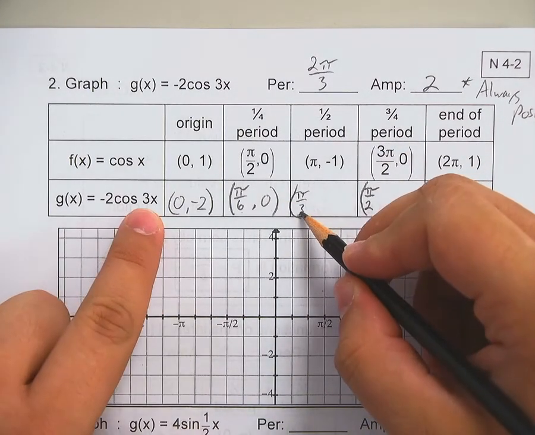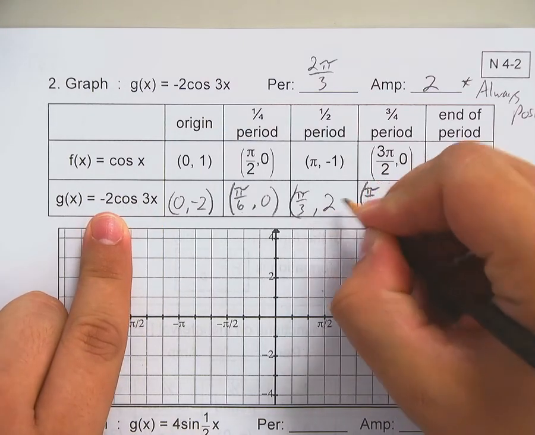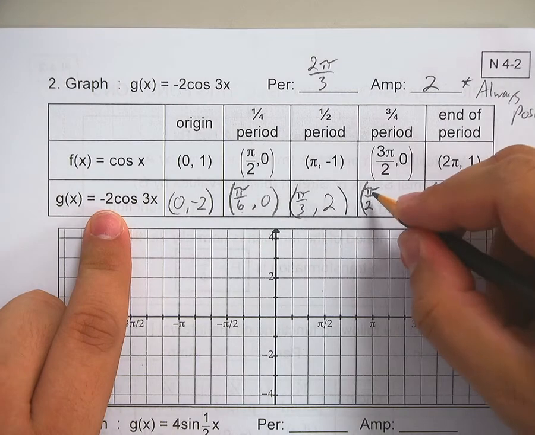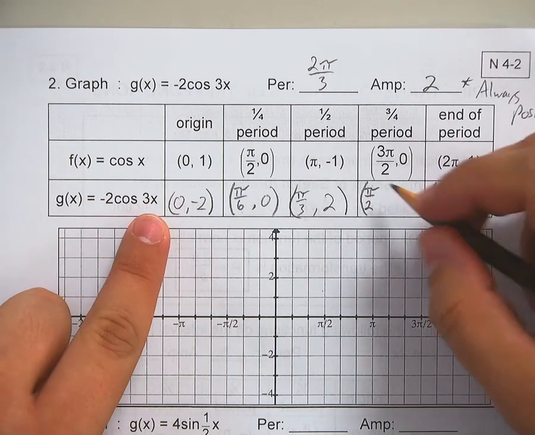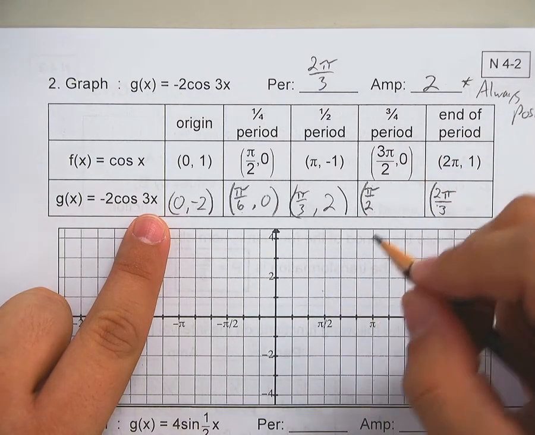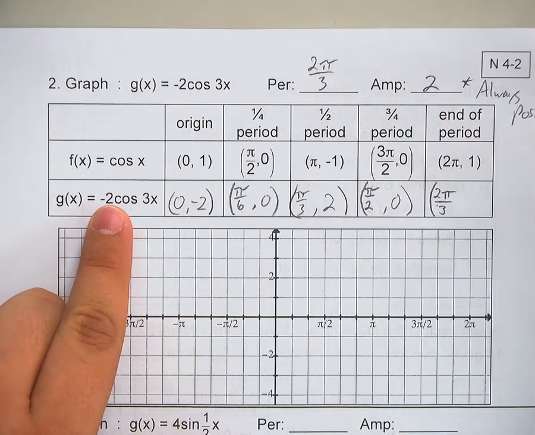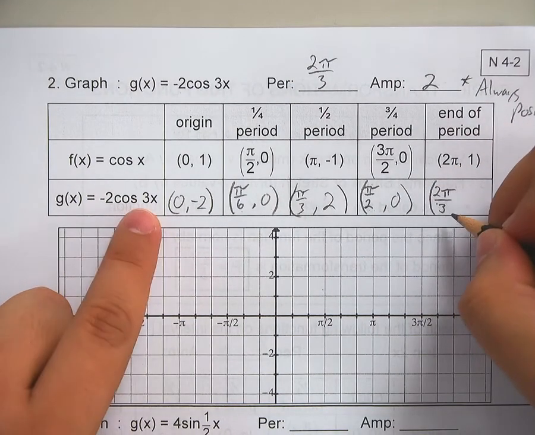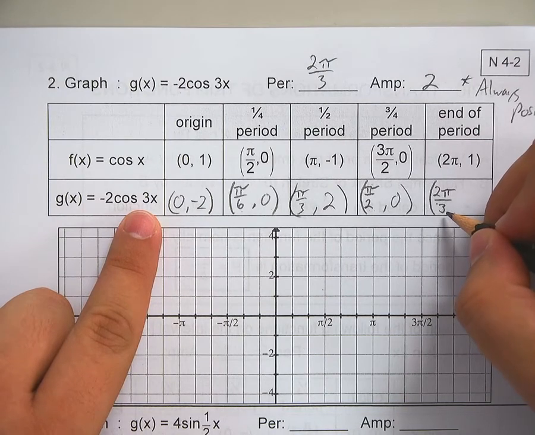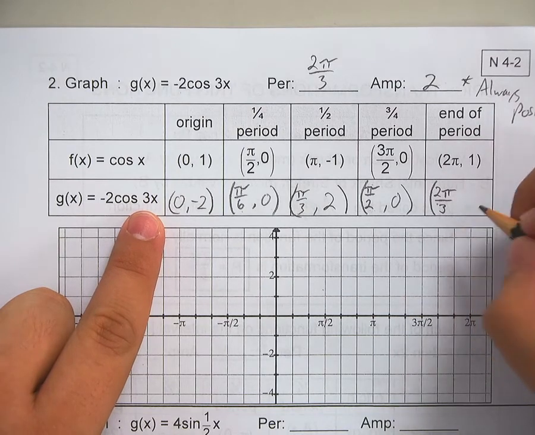Pi over 3 times 3 is just pi. Cosine of pi is negative 1 times negative 2 is 2. You got pi over 2 here. 3 times pi over 2 is 3 pi over 2, which is down at, remember, it's down at your 270 degree mark, 3 pi over 2. Cosine of 3 pi over 2 is 0 times negative 2 is still 0. 2 pi over 3 times 3 will be 2 pi, because your 3's will cancel, 2 pi. Cosine of 2 pi is 1 times negative 2 is negative 2.